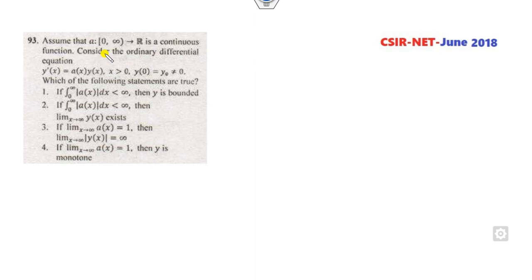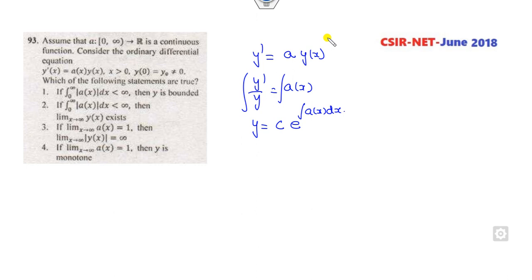Here a is any continuous function such that y dash is a times y of x. So I can write it like this. Fine. So what is the solution if I integrate them? y is a constant times e raised to power integral of a dx. Now look at the first option. And what is the c? I can take it as a constant y naught. So it is here.